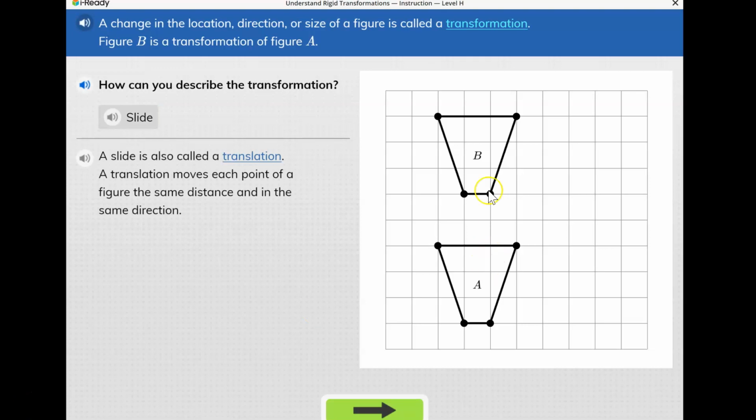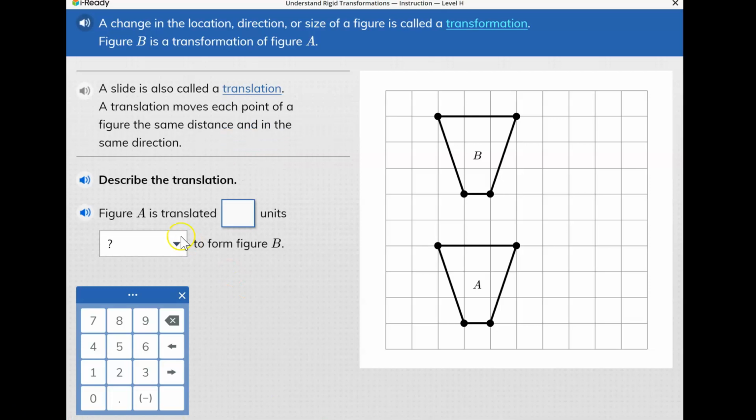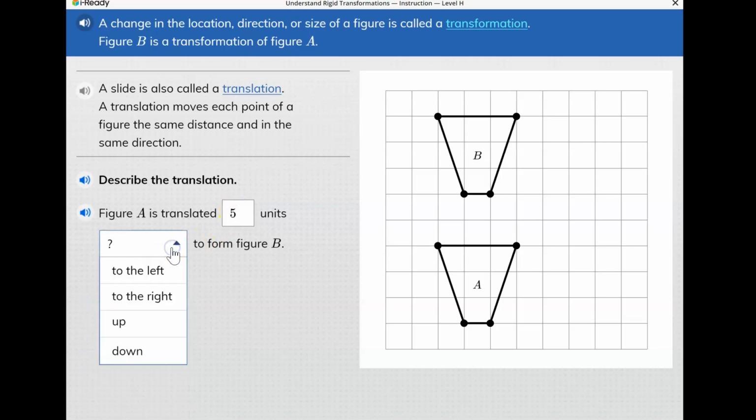So we can call a slide also a translation. So to describe the translation, figure A is translated blank units. So pick a point and ask yourself, how many points did that travel to get to the new point? So we go 1, 2, 3, 4, 5. Equals 5 units up.